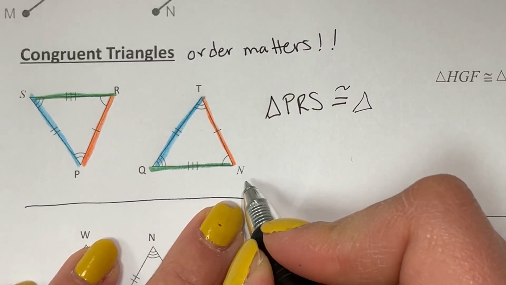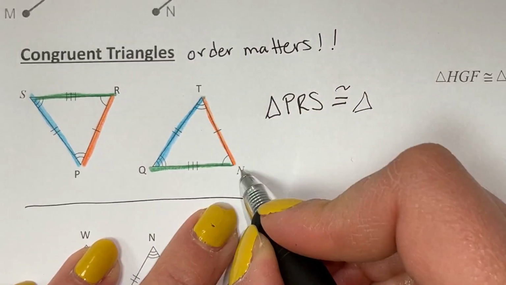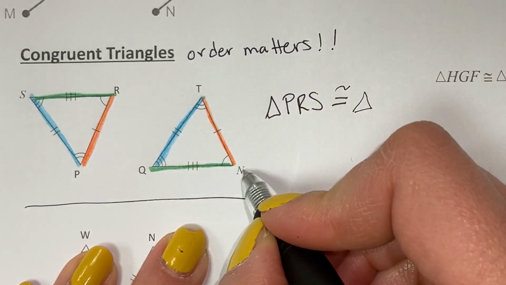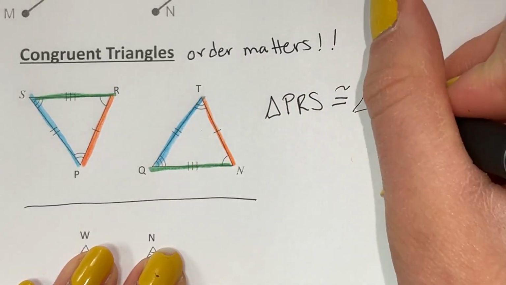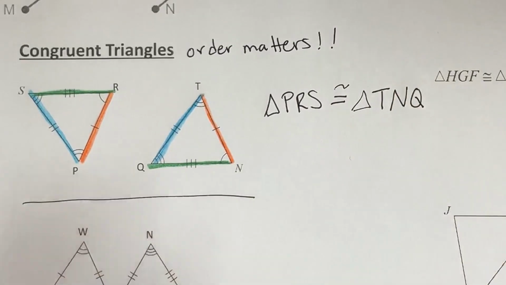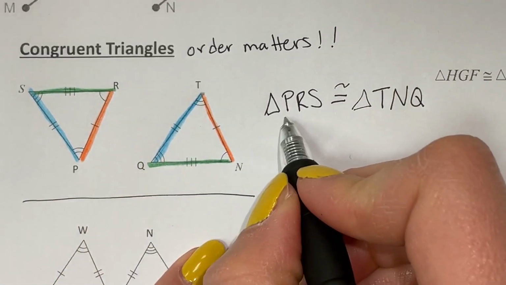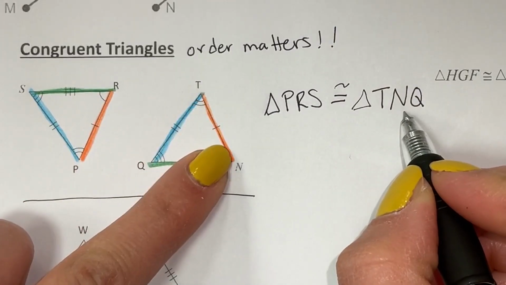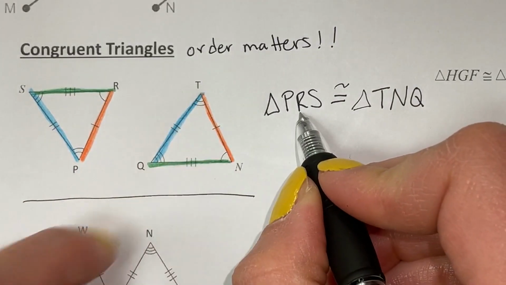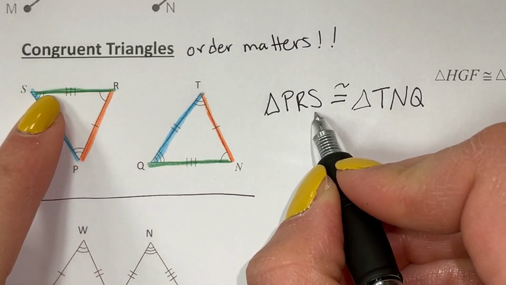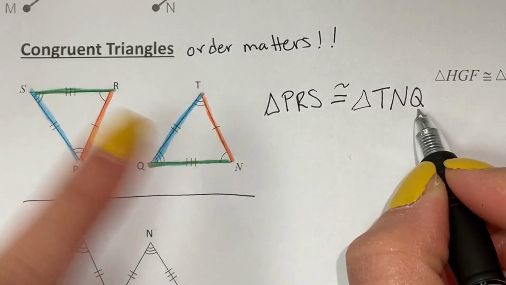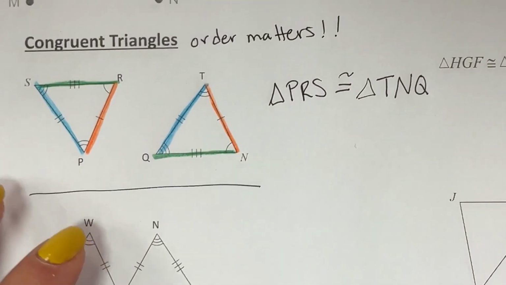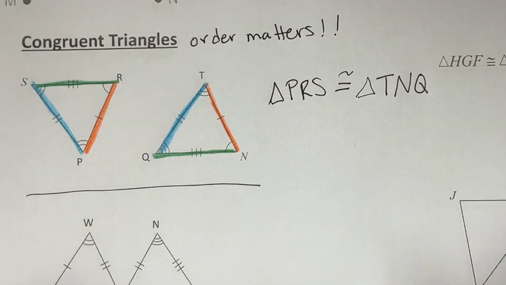So this is 1 tick mark, 3 tick marks, 2 tick marks. So I need to go T to N to Q, T to N to Q. That way they are the same because this represents PR is that single tick mark, TN is that single tick mark. Then the next two letters, RS represents the triple tick mark, and NQ represents that triple tick mark, okay? Order matters when you write out congruent triangle statements.